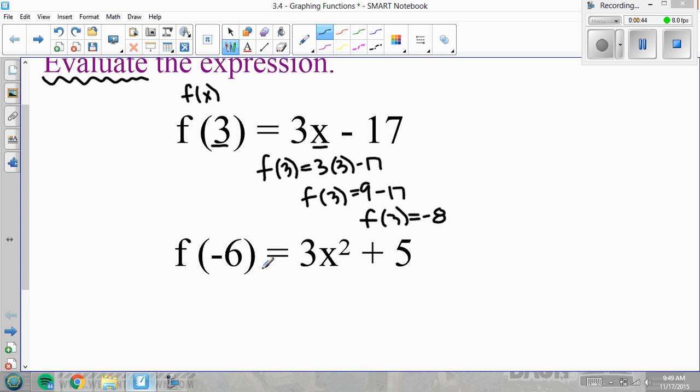So now I want you to do the same thing for f of negative 6. Anywhere that you have an x, you're going to plug in negative 6. And again, you could plug this in your calculator, okay, or you can do it in your head. Just remember, if you do it in your head, you need to follow order of operations and take care of your exponent first.